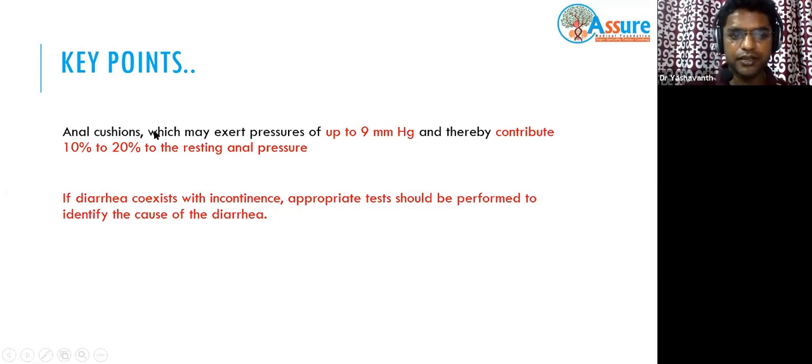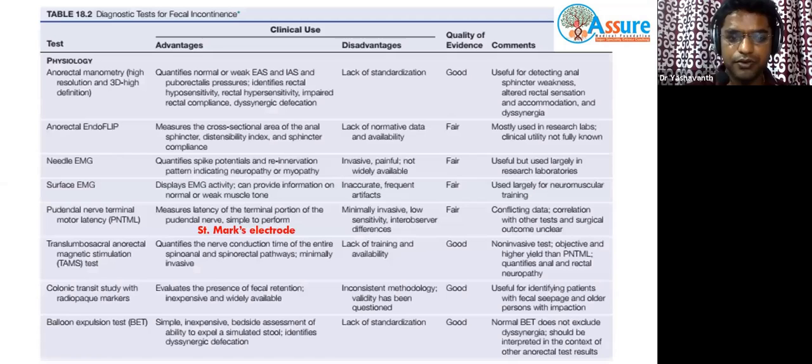And one more is the anal cushion, which I did not mention initially, which also exerts a pressure of around 9 mm of Hg and contributes to 10 to 20% of resting anal pressure. So as age advances, this anal cushion, which is the fat content, might reduce, and this 10 to 20% will be taken out of the equation. So this is also important in why it occurs in the elderly.